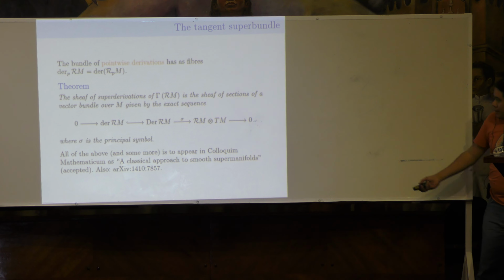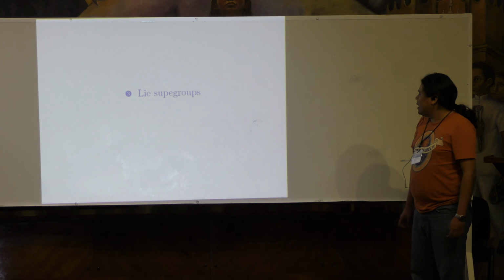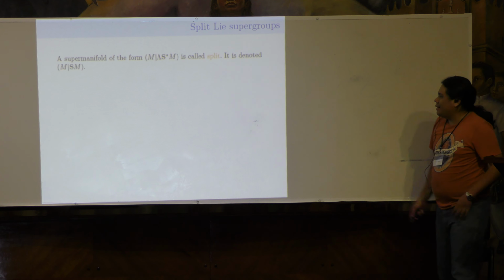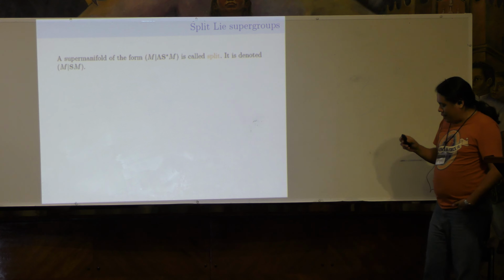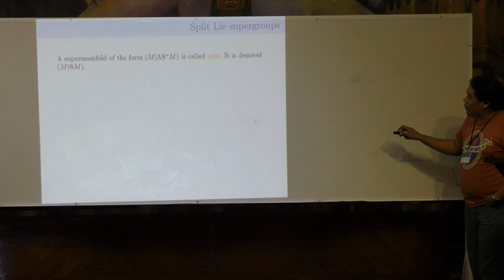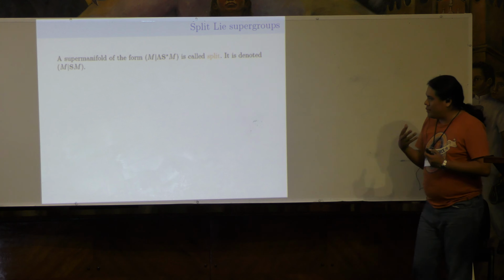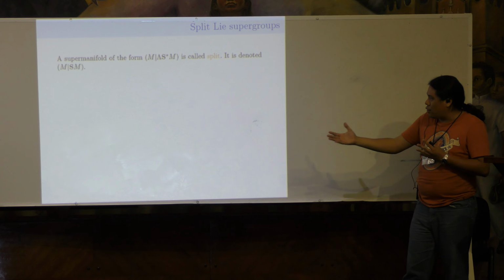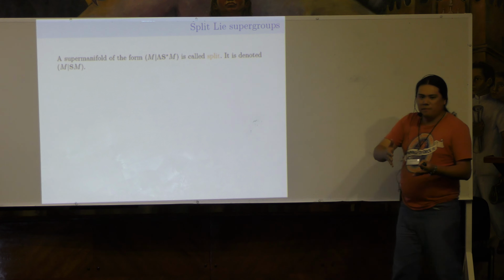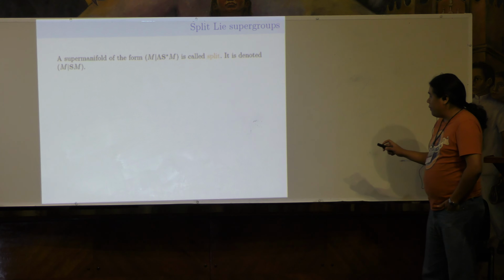And now we can go to what I came here to tell you. So Lie supergroups. First, there's a special kind of supermanifolds. We call them split, and we denote them by this because they are completely characterized by either the bundle of codirections or of odd codirections or odd directions. We don't need anything else to know what happens when treating one of these manifolds.